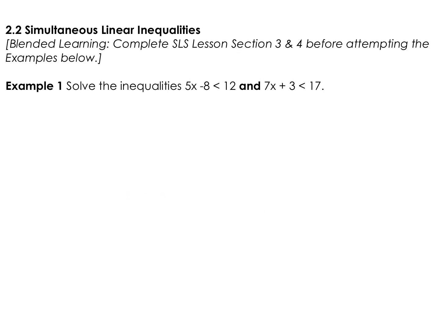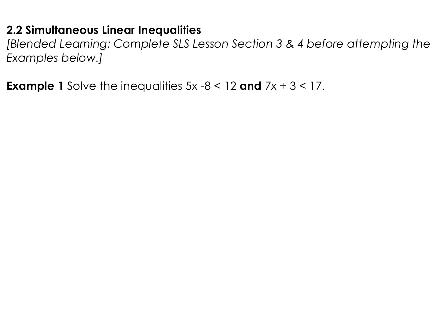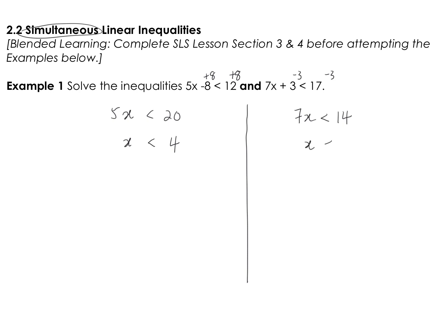Okay, simultaneous linear inequality, like the word simultaneous suggests, is that you need to solve them at the same time. They must fulfill both inequalities. So if you solve this, right, you plus 8 on both sides. Okay, and then you divide by 5 on both sides. Left hand side, it says that your x must be less than 4. And then on the right hand side, your x will just be 2. Okay, so you need to fulfill both inequalities.